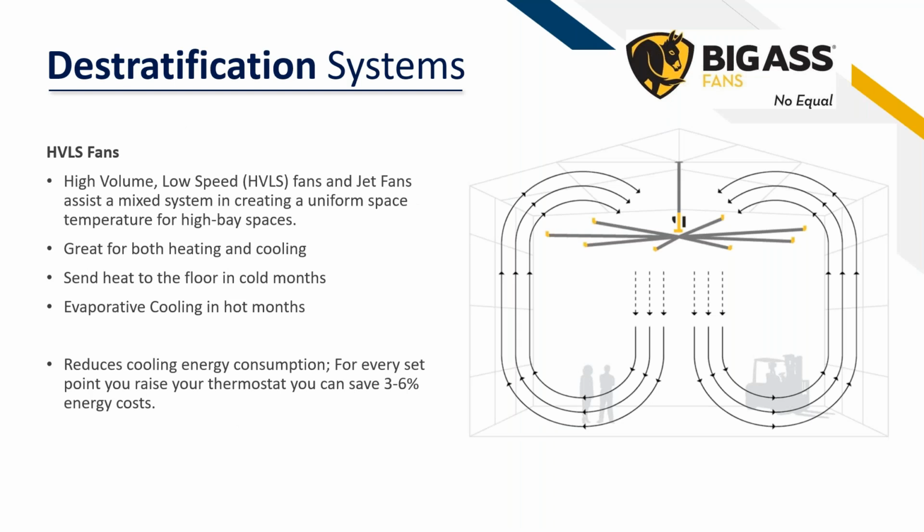Okay, so I mentioned a few times about destratification. We saw that example of that stratified space with the hot air sitting more towards the ceiling area. So one way to combat that is using HVLS fans, high volume, low speed fans. I'm sure you guys are all aware of these. I'm sure you're familiar with the name Big Ass Fans as well. We represent Big Ass Fans in New England.